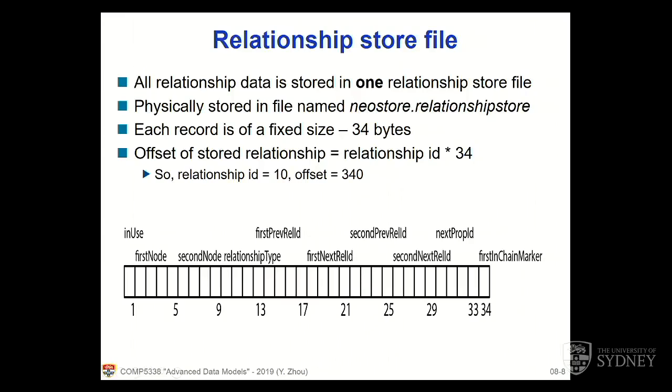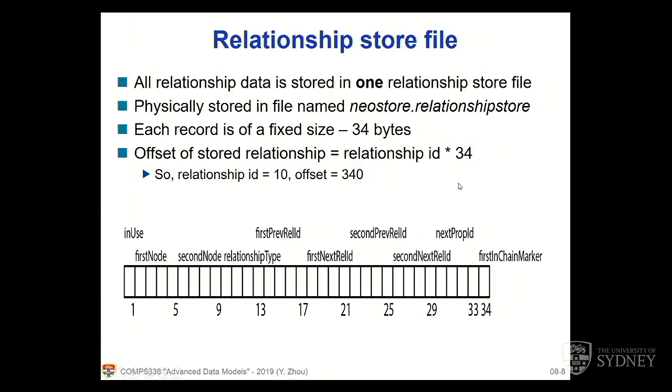And the structure is kind of similar to the node one. It also consists of fixed size records. Each record represents a relationship, and each relationship has an ID, and the relationship is stored on the record where the offset is computed by the ID. The fixed size of each record is 34 bytes. We store more things about the relationship than the node, so it's a bit longer. The offset of the relationship, again, is computed by relationship ID times 34.